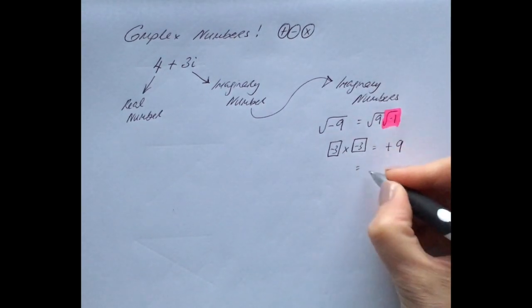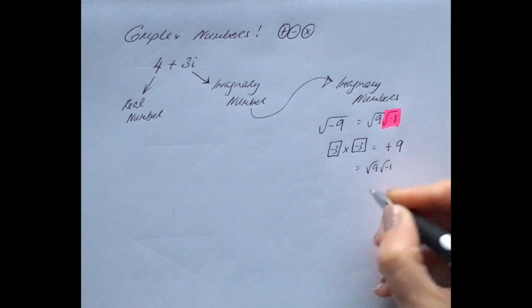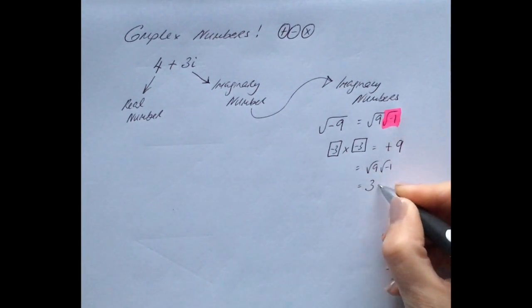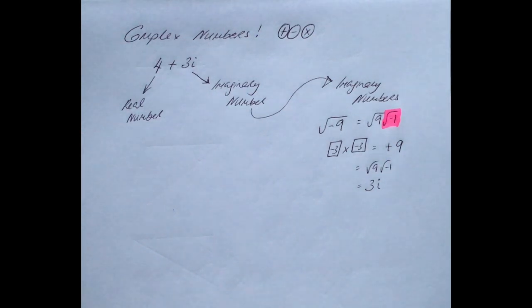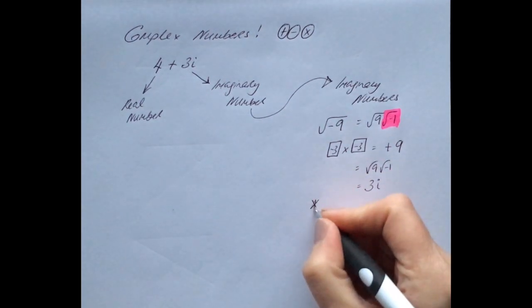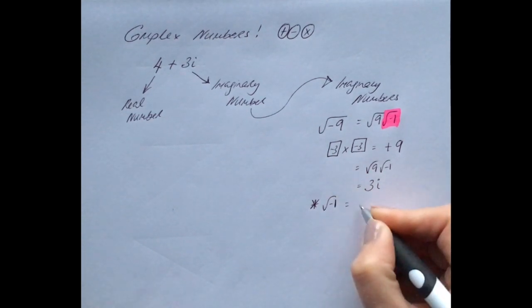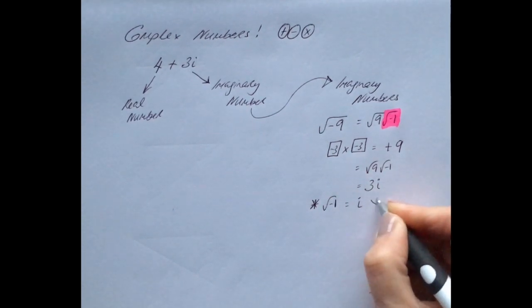So that becomes, square root of 9, of course, is 3, and the square root of -1 is where the i comes from. So the key piece of information that we need to remember is that the square root of -1 is always what we put equal to i.